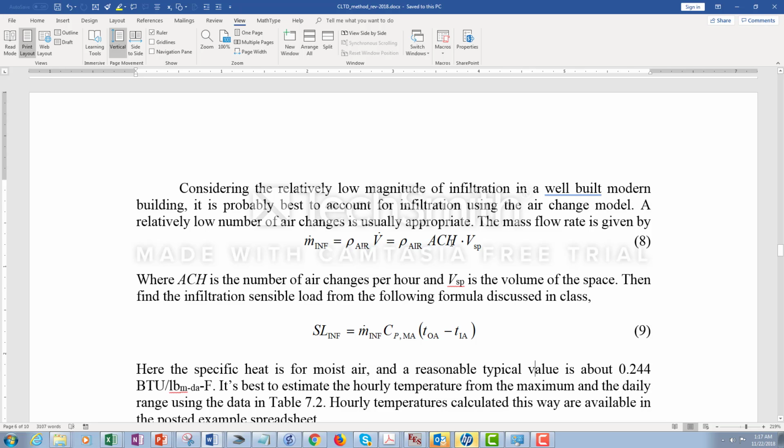So, this gives you something not unreasonable. Now, this could be as little as 0 in a modern building that's kept pressurized. So it'll be probably a fraction of 1. Outdoor air density times the air change per hour times the volume of the building. So this will be in cubic feet. This will be in inverse hour. This will be in pounds mass per cubic feet. So it'll give you pounds mass per hour.